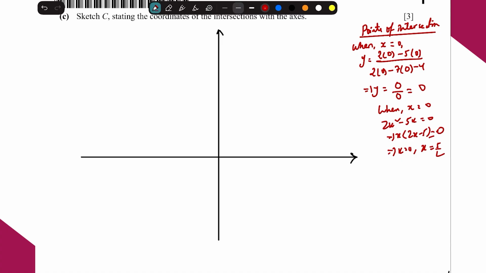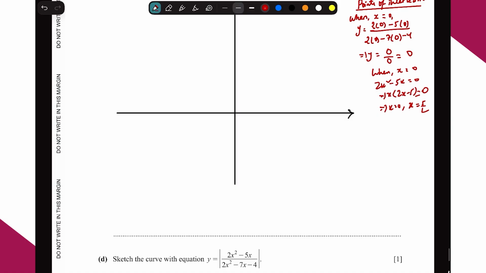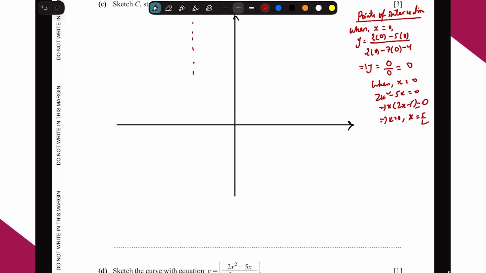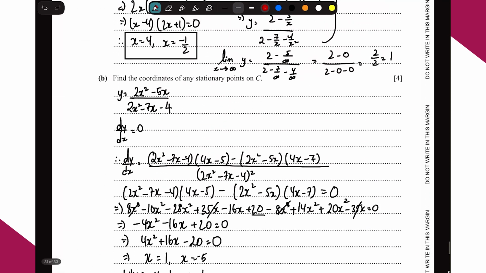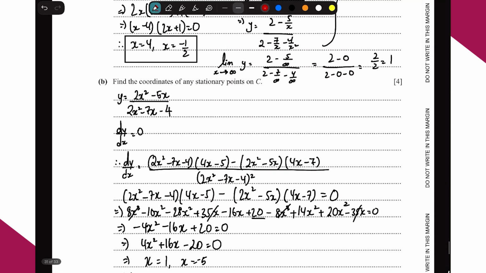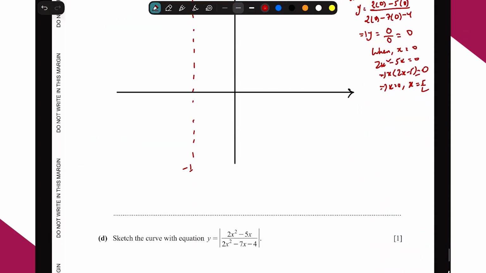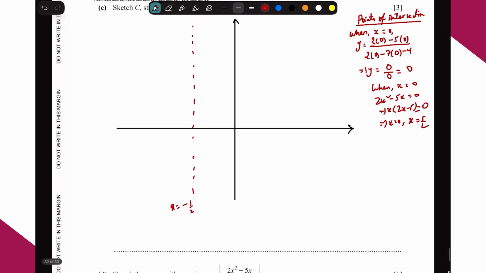All right? Okay. So now what we want to do is roughly point out the vertical asymptotes. In this case, it's going to be x is equal to 4 and x is equal to minus half. So this is minus half. And then just a little bit farther away, maybe here, x is equal to 4. And then we also have our horizontal asymptote, which is y equals 1.